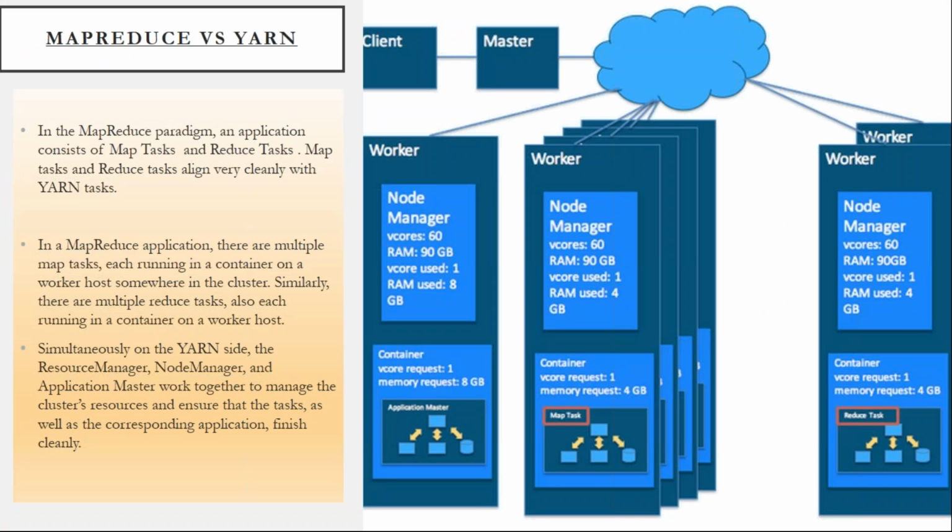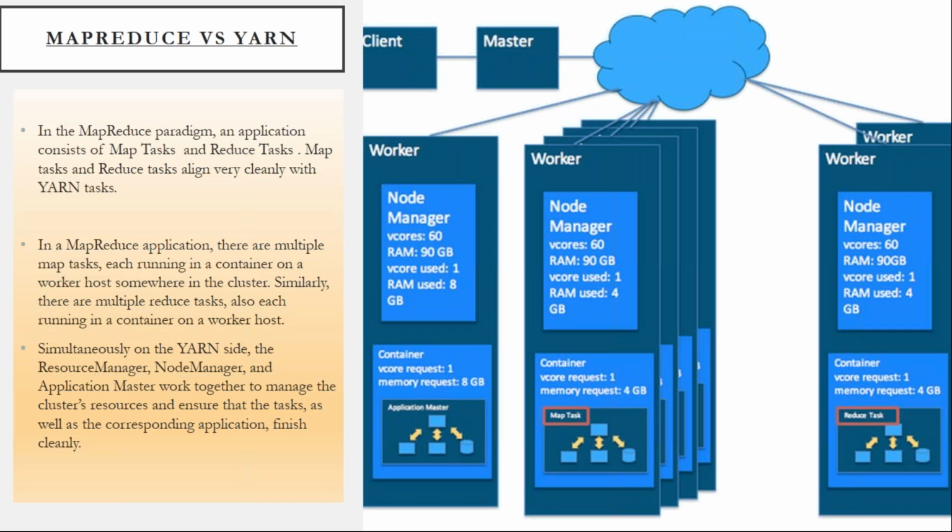Now, MapReduce versus Yarn. There is a bit of difference in the way resource management works in MapReduce and the way it works in Yarn. One important thing: in the MapReduce paradigm, an application consists of a map task and a reduce task. These map tasks and reduce tasks are carried by a process called a mapper, and the number of threads it releases is for your process to complete. Map task and reduce task align very clearly with Yarn. Aligning means that they are compatible with Yarn.